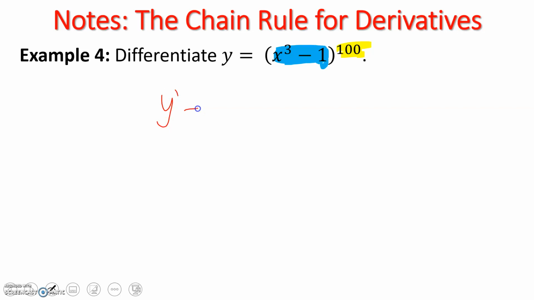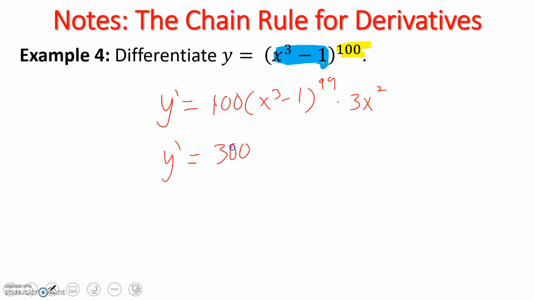So the chain rule says take the derivative of the outside function. So 100 times whatever's in the inside to the 99th power. That x cubed minus 1 is on the inside, times the derivative of the inside function. The derivative of x cubed minus 1 is just 3x squared. So mathematically, when we simplify this, we get 300 x squared times x cubed minus 1 to the power of 99.